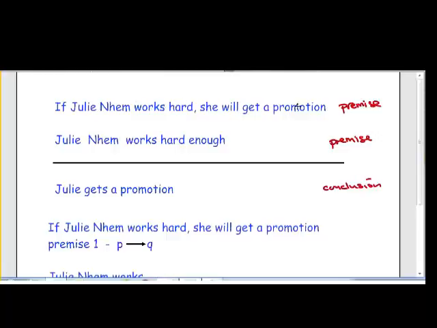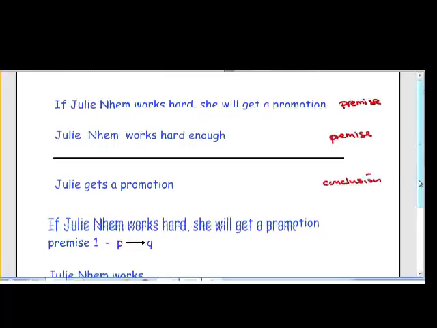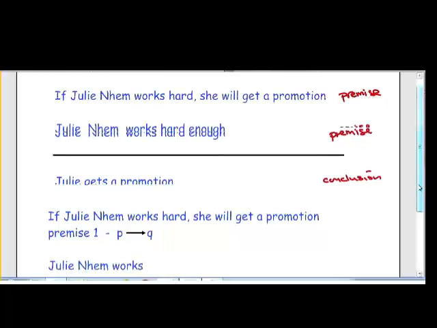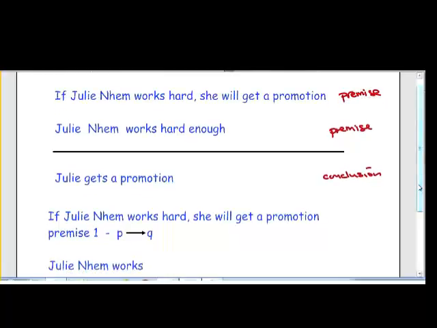So individually, if I wanted to write this compound statement in symbolic logic, if Julie Nem works hard, then she will get a promotion, premise 1 is if P, then Q. The P statement is Julie Nem works hard. The Q statement is she will get a promotion. So it's if P, then Q. So that's premise 1.